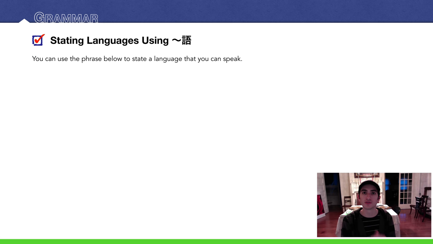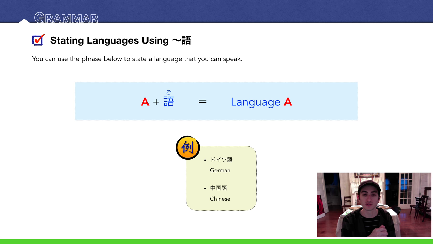Now we're going to move on to languages. You can state what language you speak. Oops, that came in before the formula. Sorry about that. Using this formula, country A plus go: A go. For example, German would be the country Germany plus language go. Deutsche go. Chinese is obviously China and language.